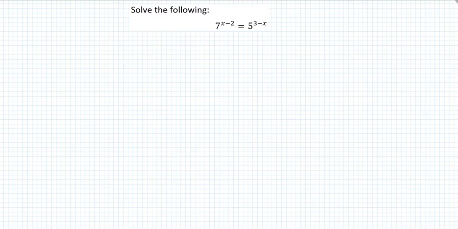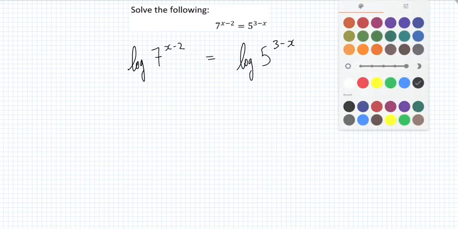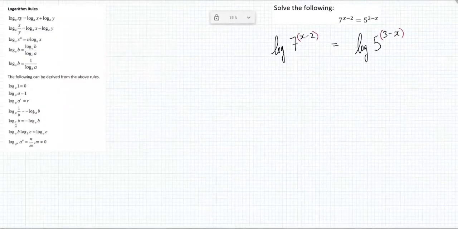So we start by going log 7 to the power of x minus 2 is equal to log 5 to the power of 3 minus x. Okay, the next thing we want to do is we want to bring down this exponent, x minus 2, and 3 minus x. How do we know we can do that?